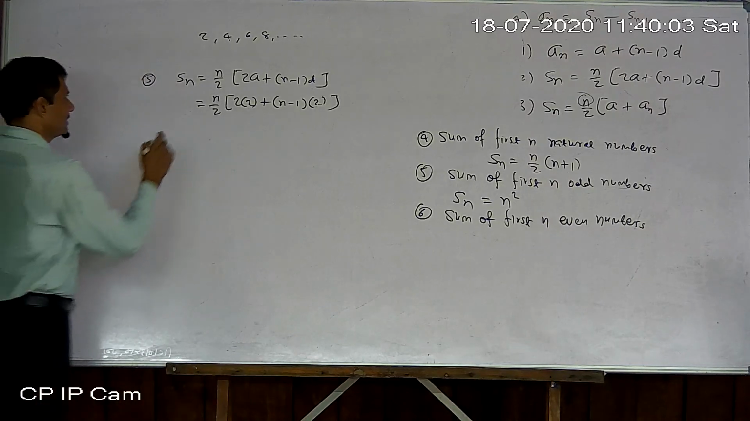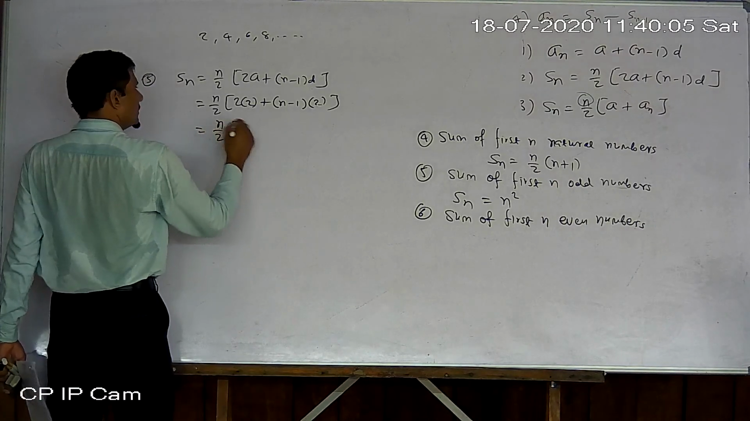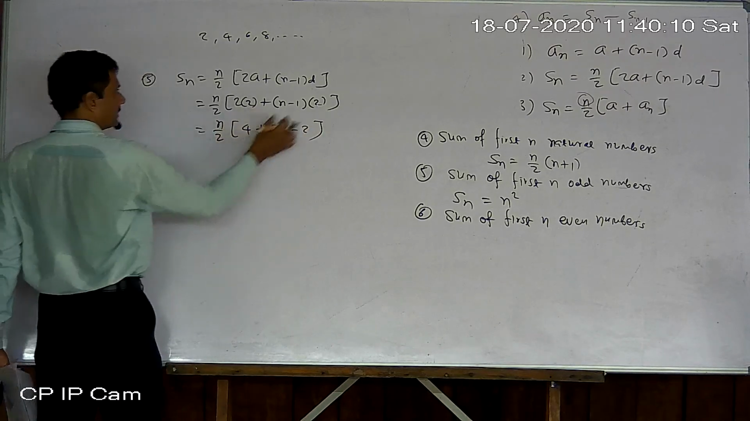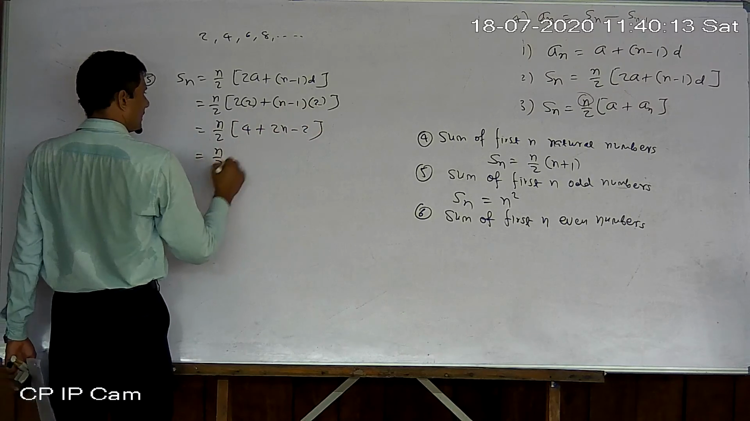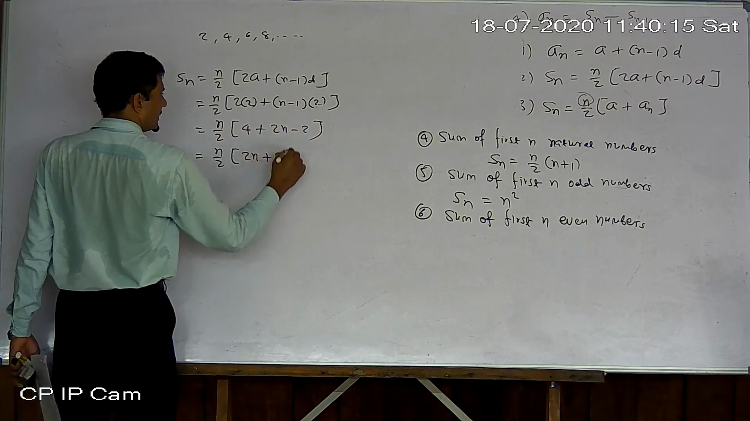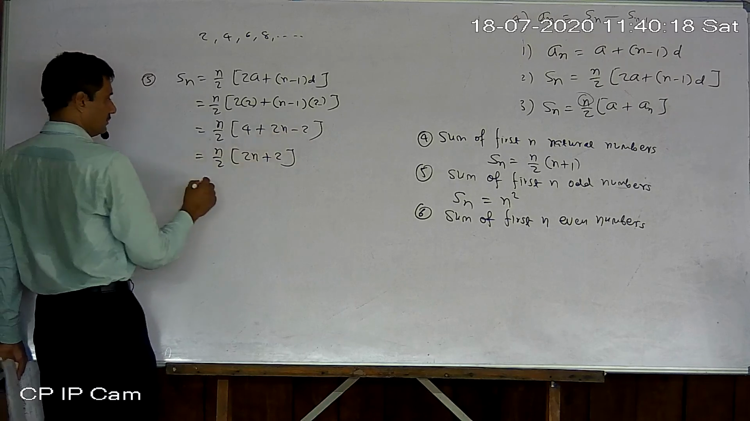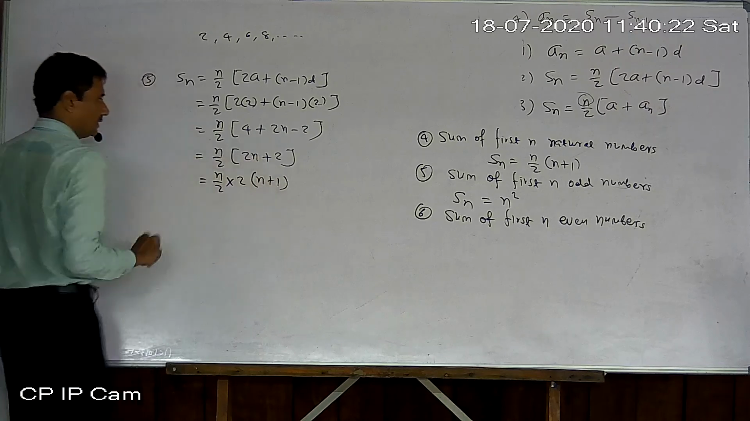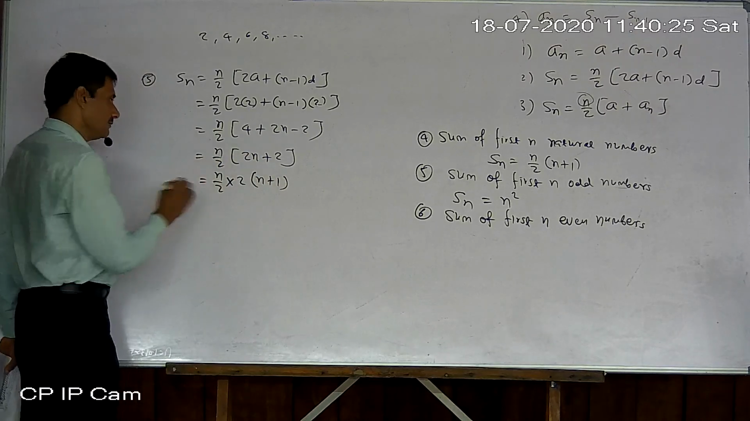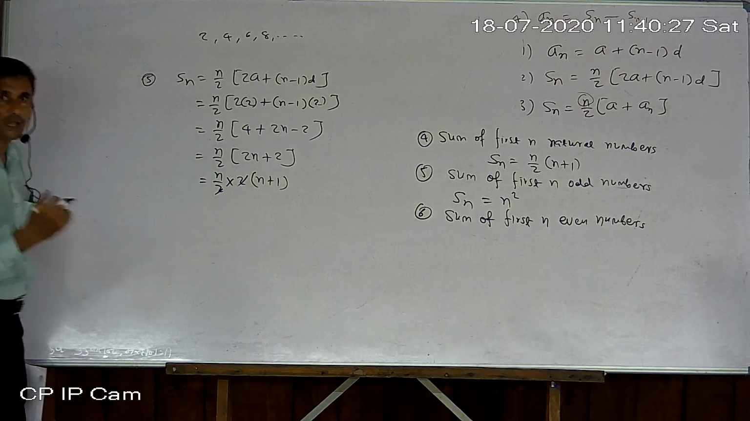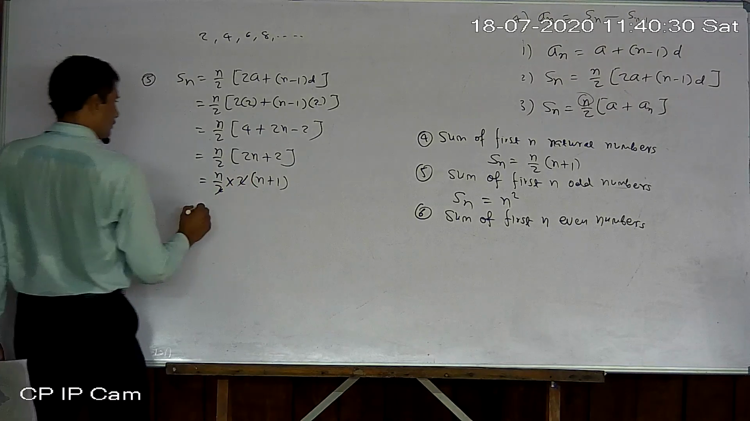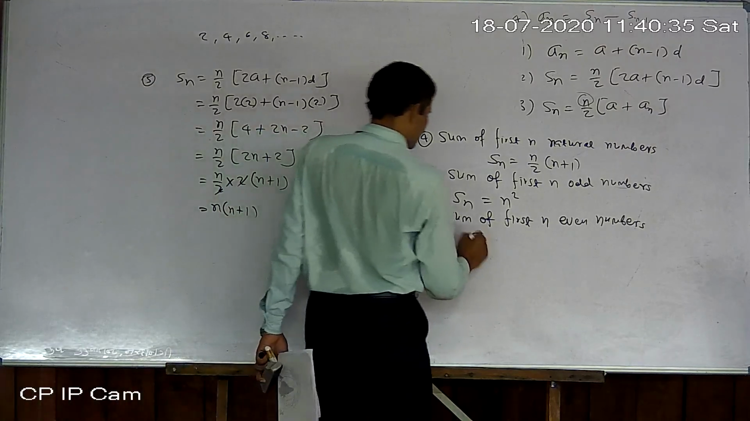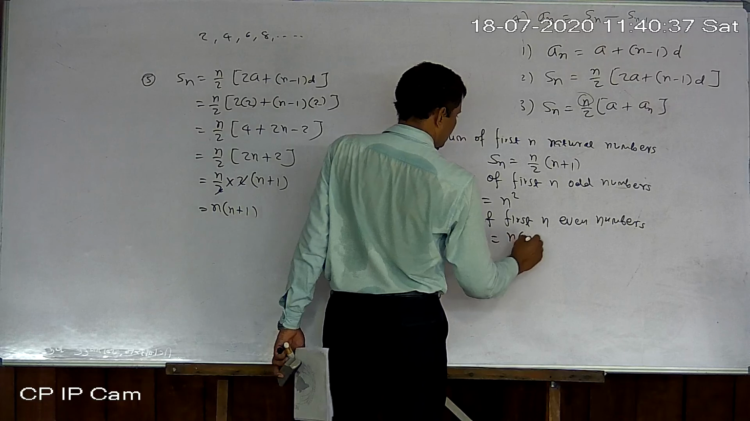Now try to simplify it. So n by 2 times 4 plus 2n minus 2. So n by 2 times 2n plus 2, because 4 minus 2 is 2. Now take 2 common. The 2 cannot be cancelled directly, but it can be cancelled after taking it common from the bracket. So it becomes n plus 1. So here Sn becomes n times n plus 1.